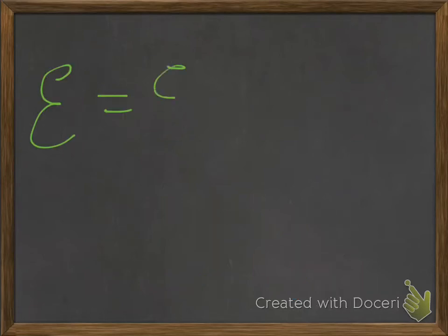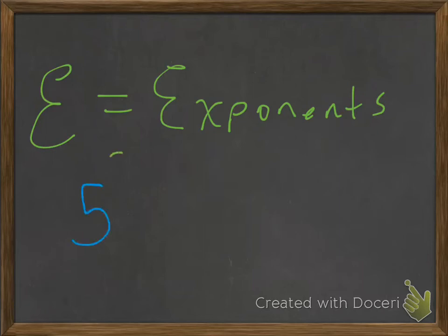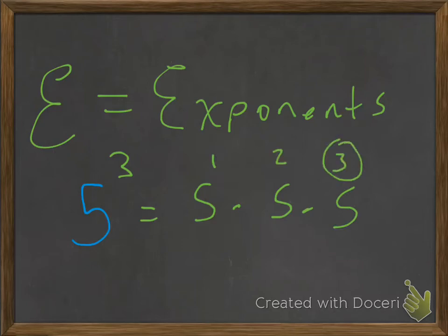E represents exponents. Exponents or powers is what we call them. It looks something like this. Maybe you have 5 to the third power, and all that means is 5 times 5 times 5, 3 times. Maybe you'll see 7 to the fourth power. That'll be 7 times 7 times 7 times 7, 4 times.